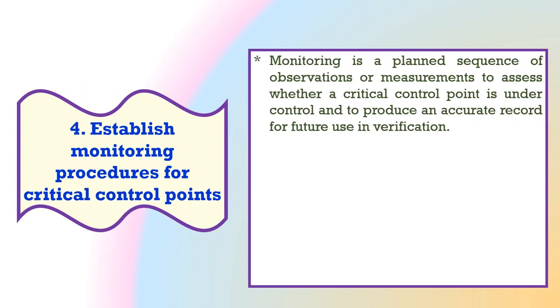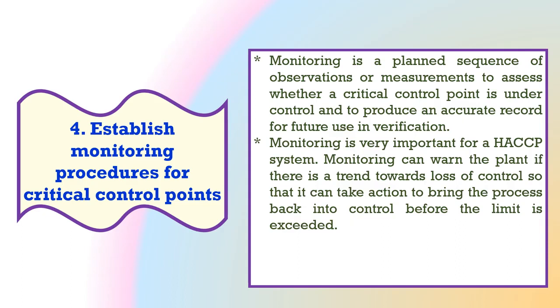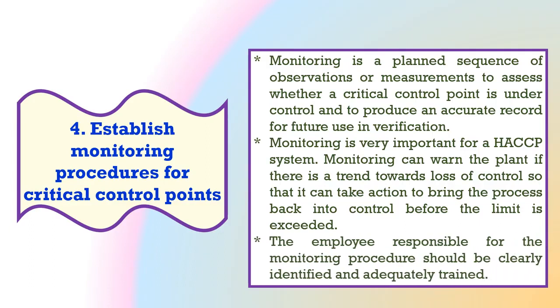The fourth principle is to establish monitoring procedures for critical control points. Monitoring means observing. So it is a planned sequence of observations or measurements to assess whether the critical control point is under control and to produce an accurate record for future use in verification. So monitoring is very important for a HACCP system. The employee responsible for the monitoring procedure should be clearly identified and adequately trained.